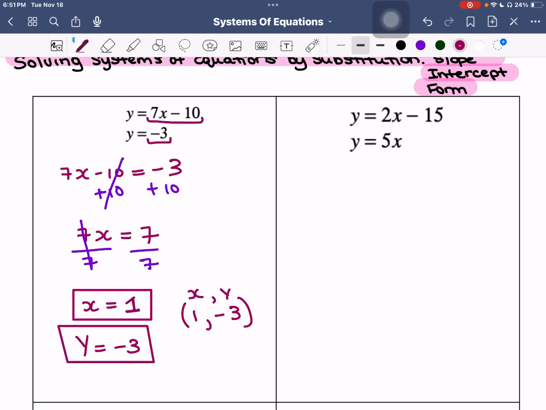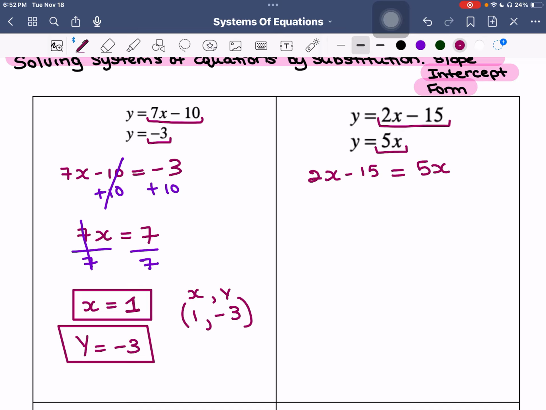And that's it. All right, in the second example, we have y is equal to 2x minus 15 and y is equal to 5x. Since these are both y's, I can just set the two equations equal to each other. So 2x minus 15 is equal to 5x. And then we solve. So let's do that. In the first equation, we have 2x minus 15. And then in the second equation, y is equal to 5x. So 2x minus 15 is equal to 5x.